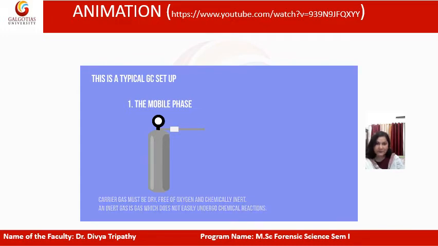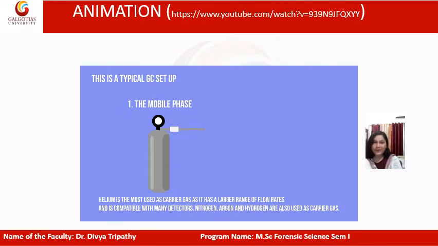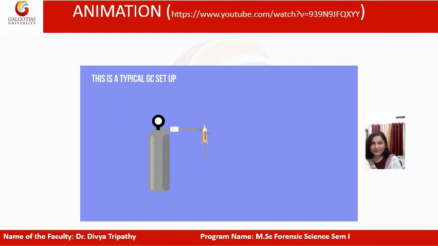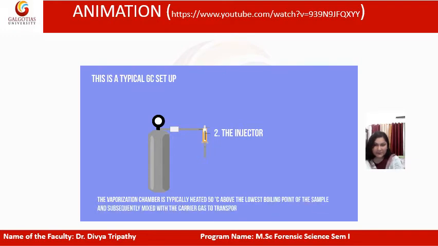Helium is the most used carrier gas as it has a larger range of flow rates and is compatible with many detectors. Nitrogen, argon and hydrogen can also be used. This is the injector, which is used to inject the sample into the instrument. The vaporization chamber is typically heated 50 degrees above the lowest boiling point of the sample and subsequently mixed with the sample.